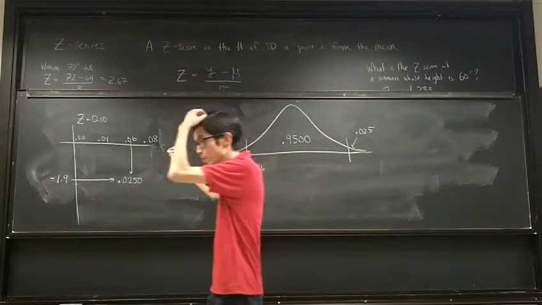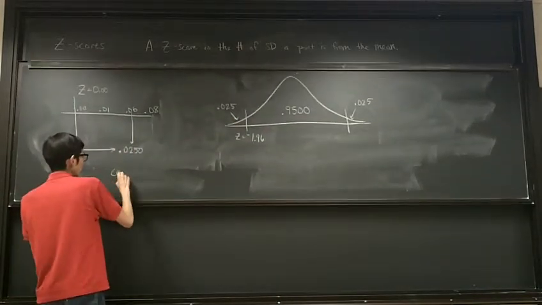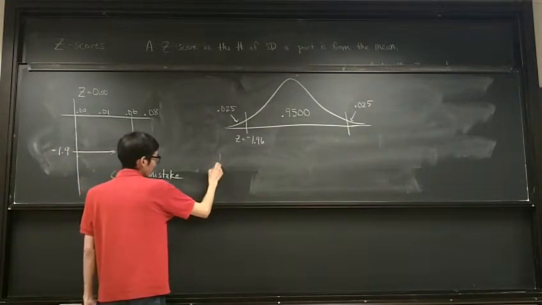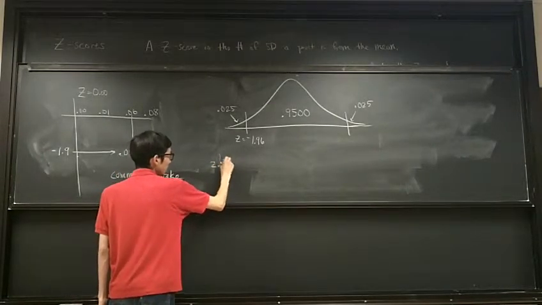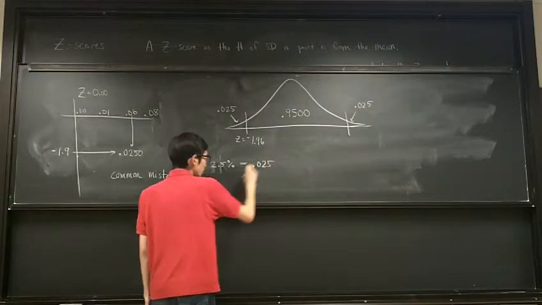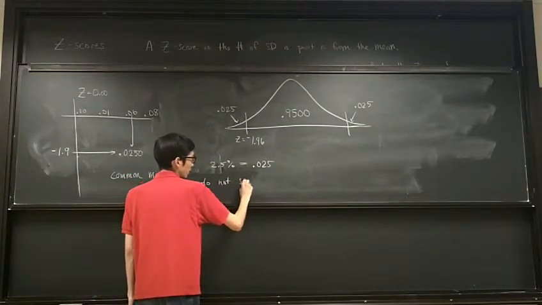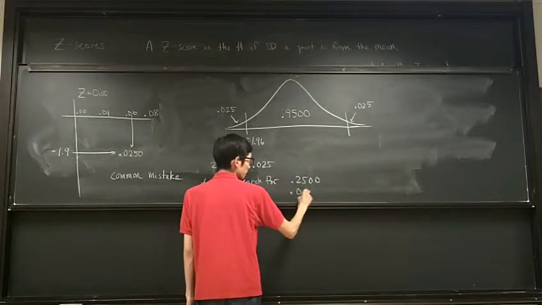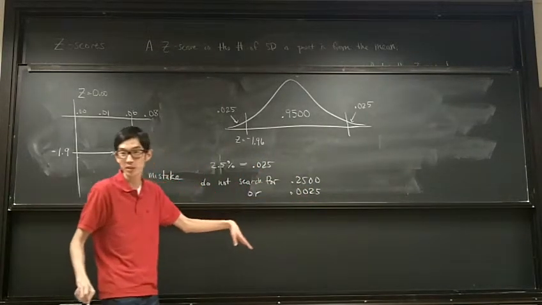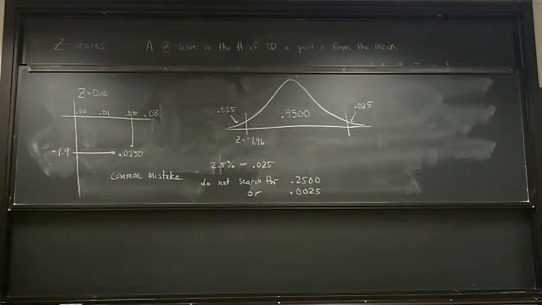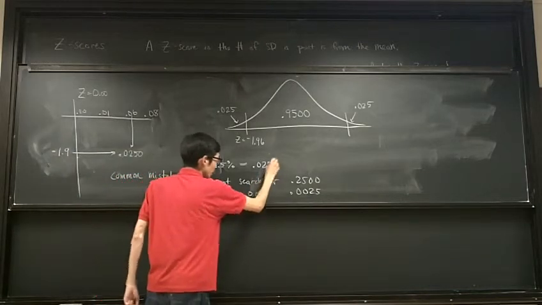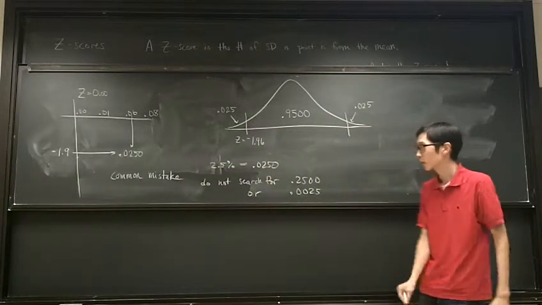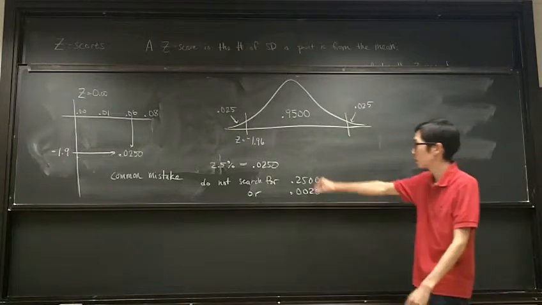But be careful, okay? This is a common mistake. You're looking for 2.5%. 2.5% is equal to 0.025. Do not search for 0.2500 or 0.0025. Okay? These are drastically different numbers. You've got to find 0.0250, but countless times I've seen people make that mistake. So don't do that. We get z equals negative 1.96.